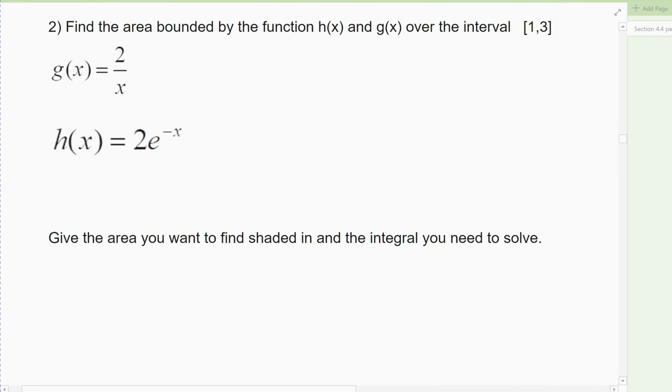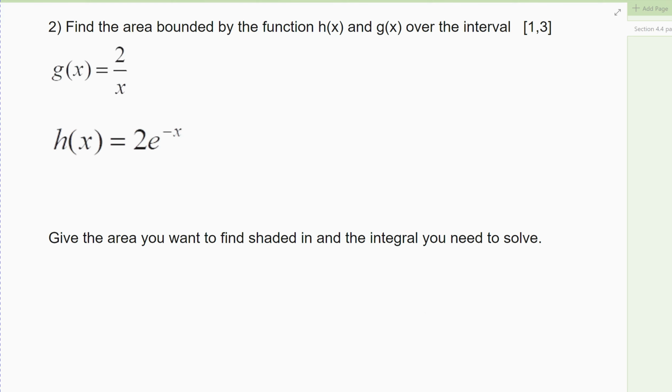So second example of finding area between two curves that don't intersect over the region we're looking at. I want to find the area between H and G from 1 to 3. And again, I'm already telling you that they don't intersect, but graph the picture and check it. So my G of X is 2 over X, my H of X is 2e to the negative X, find the area.